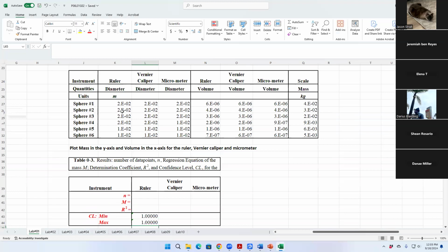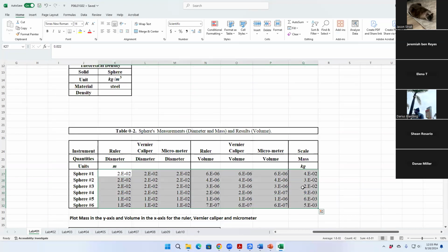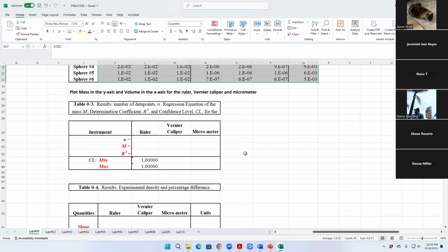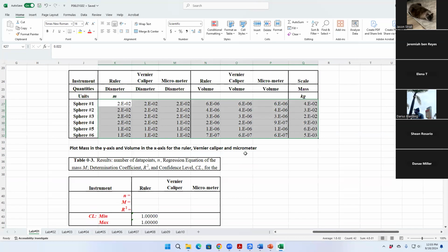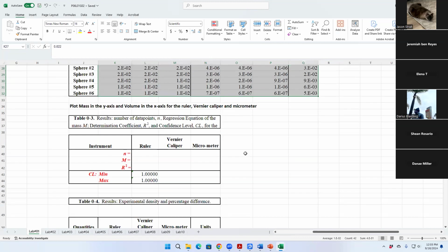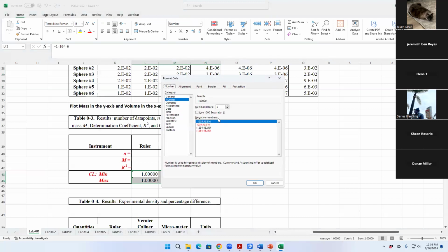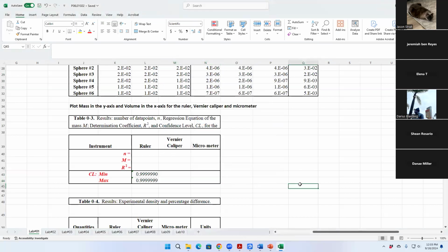Yes, you display the significant figures only here. Everywhere else, you do not need to worry, okay? Only here in this main table. There are no other sig figs for you to display elsewhere. And let me format cell 6, 7. Let's see now. Yeah, good.